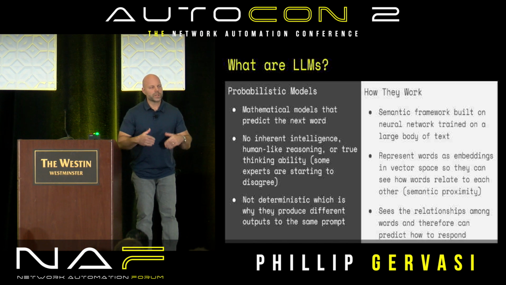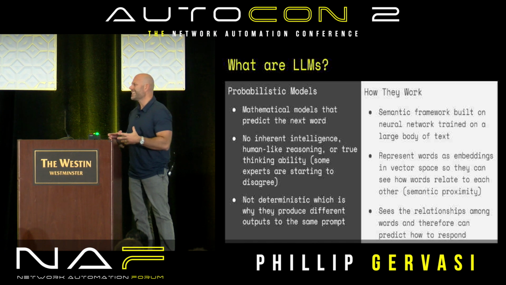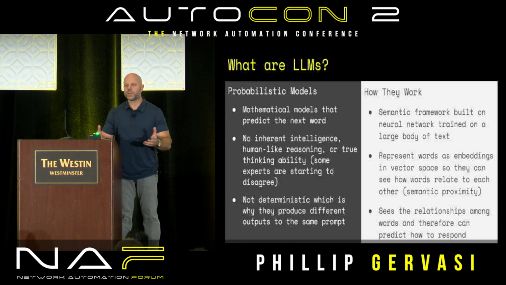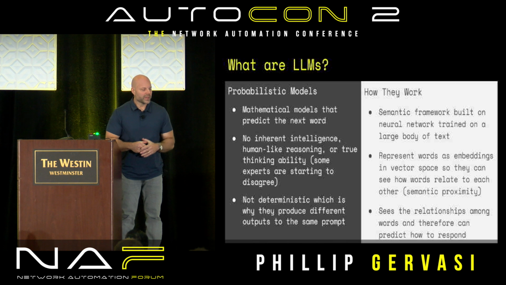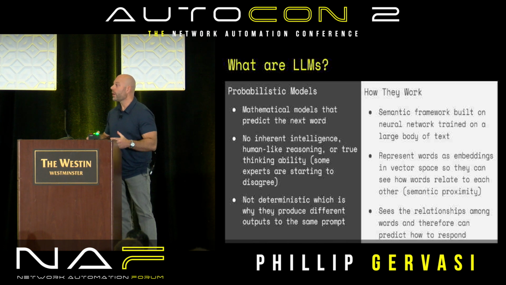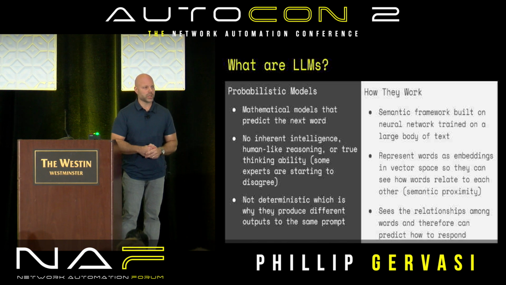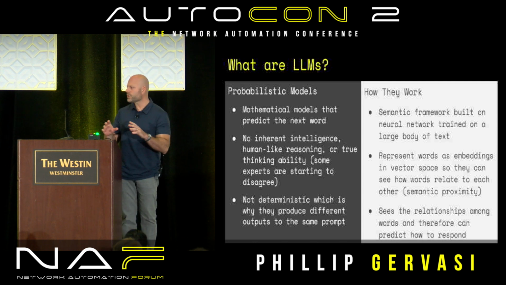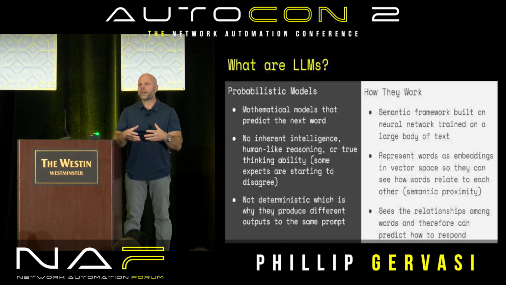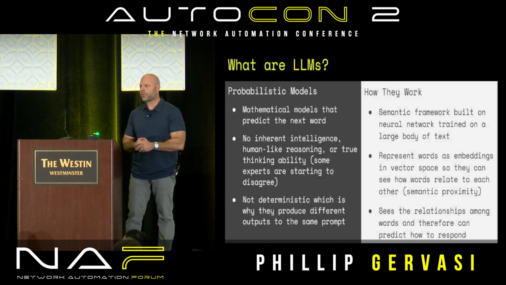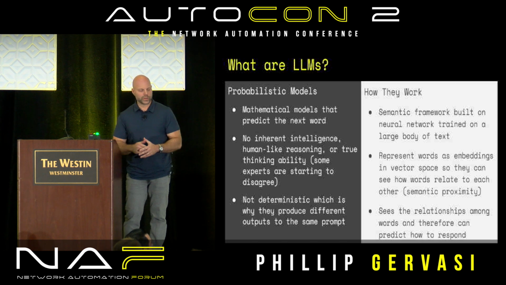So that means it presupposes that there is no inherent intelligence, insofar as we know what human intelligence is. There's no real human-like reasoning or true thinking ability. Now, I know that we're hearing terms like chain of thought and reasoning in the context of large language models. So there are some experts that might disagree, because there is, interestingly, emergent behavior that's not well understood that happens in the hidden layers of a neural network. If you read up on that, we're not exactly sure what's going on. There is a mystery involved here.